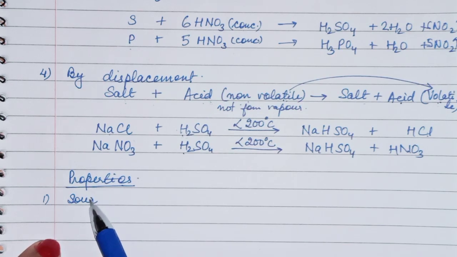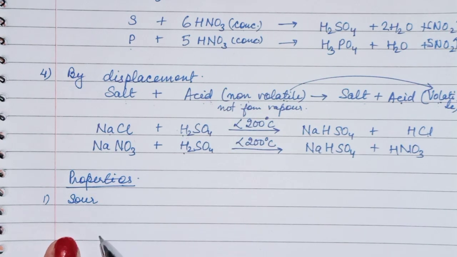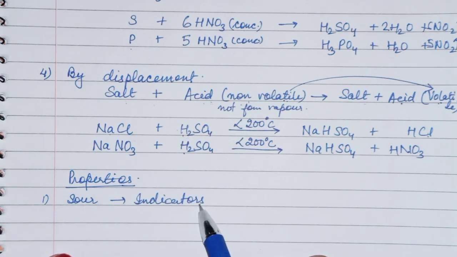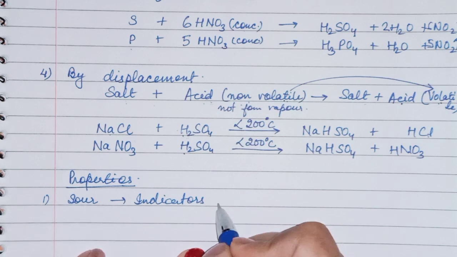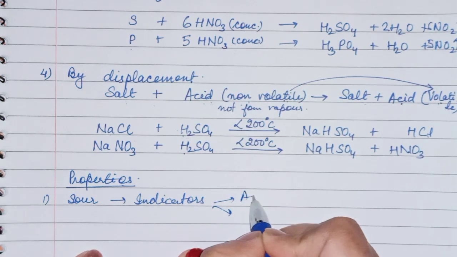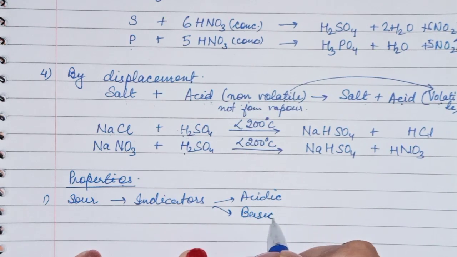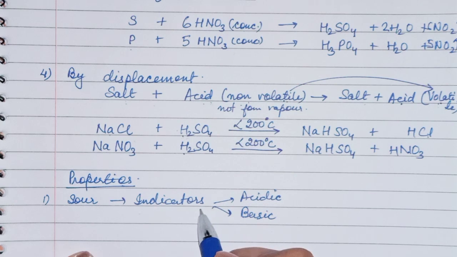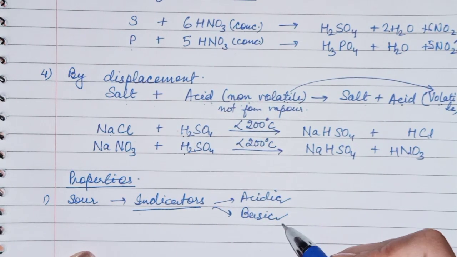You all know acids are sour in taste. But we cannot taste all the acids. That's why we need some indicators. Indicators are substances which change their color in acidic and basic medium. So we use indicators to identify whether a substance is acidic or basic in nature.